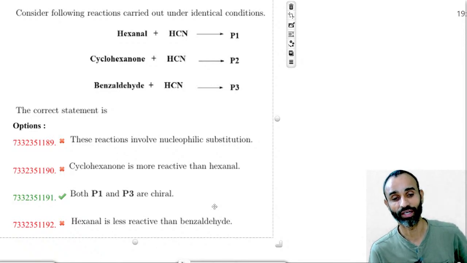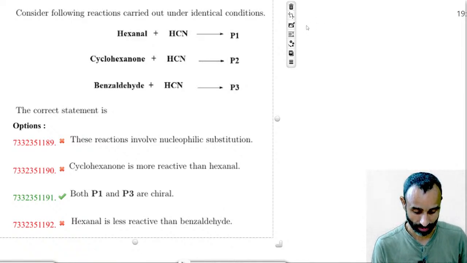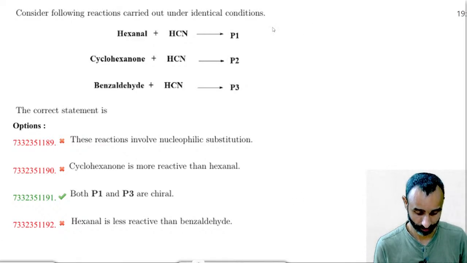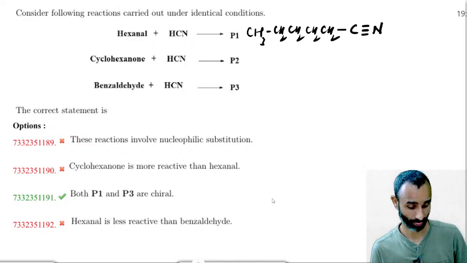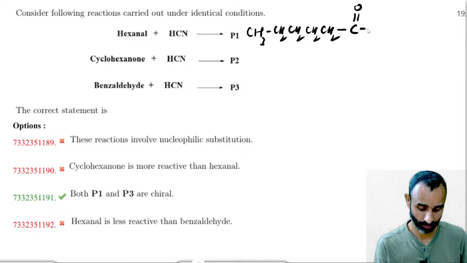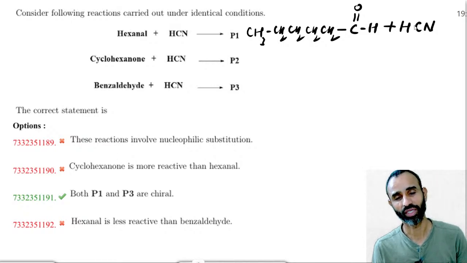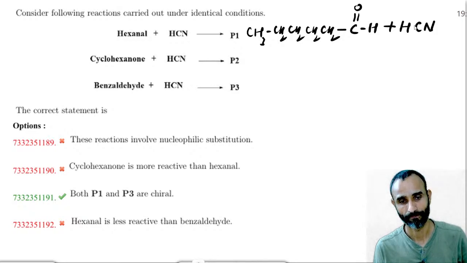Consider the reaction: hexanal plus HCN will give cyanohydrin. So see, CH3, CH2, CH2, CH2, CH2, and C triple bond N. Sorry, hexanal has C double bond O. Now, on treatment with HCN, it is always in the presence of some base, because HCN is a very weak acid.